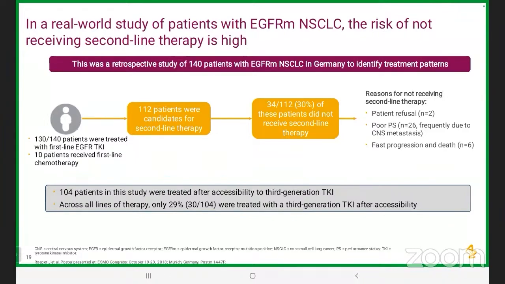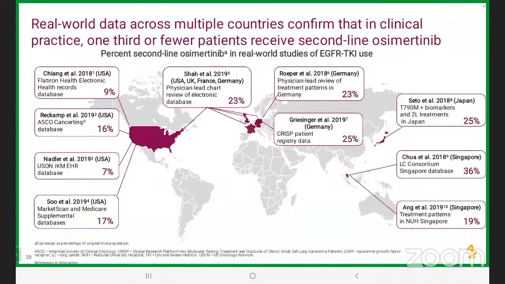104 patients in the study were treated after accessibility to third generation TKI. Across all the lines of therapy, only 29% were treated with a third generation TKI. So more or less what we gather from different studies, and even from the follow-up of the FLAURA study, only 30% of patients would be receiving a second or third line TKI. This is real world data across multiple countries. They also confirm a similar clinical practice, that only one third of your patients would be receiving second line osimertinib.